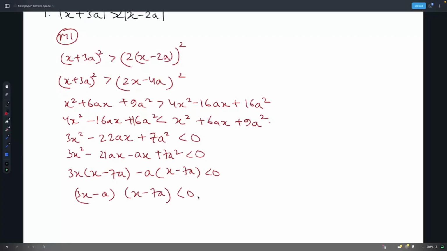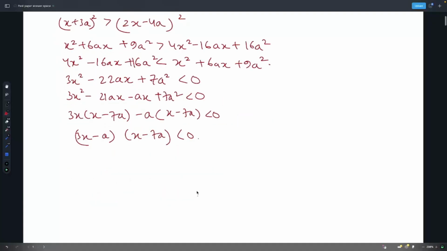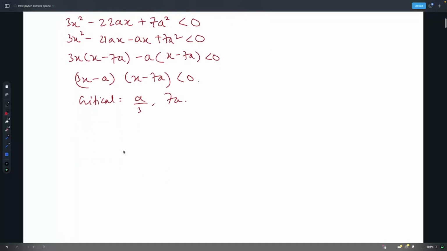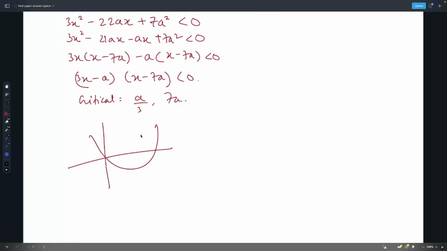Now we can basically draw this in a graph. a is a positive constant, so if I put this equal to 0, then I'm going to have x equals a by 3. Critical values are x equals a by 3 and 7a. So if I draw this on my graph, a by 3 means here and 7a means here. So basically I have a by 3 less than x less than 7a.